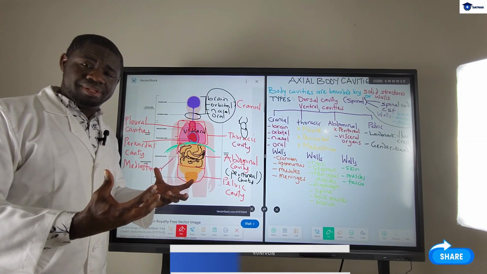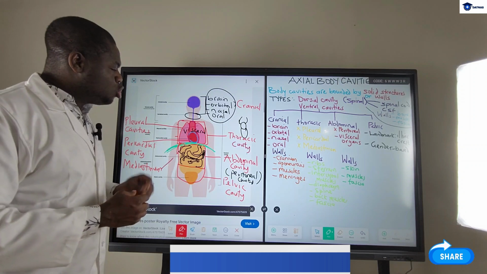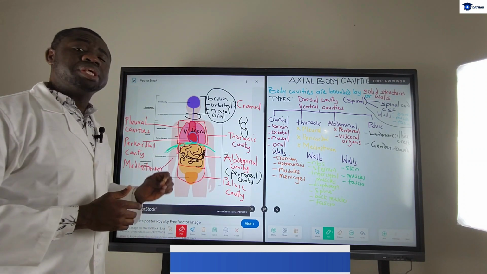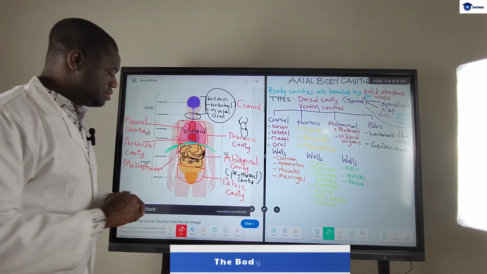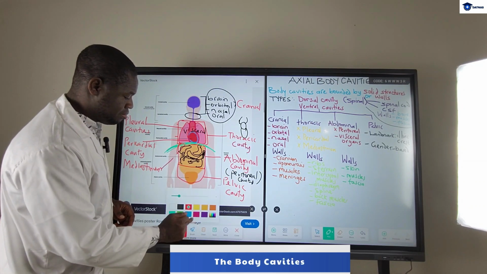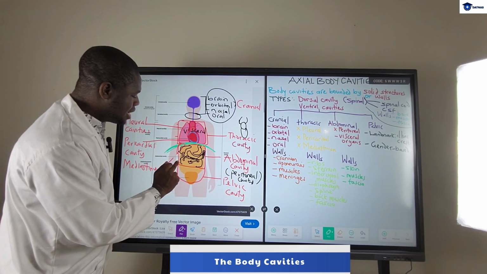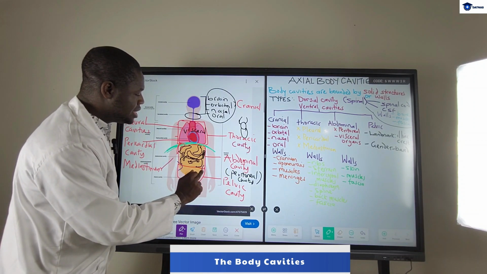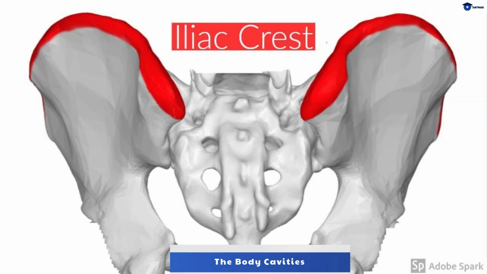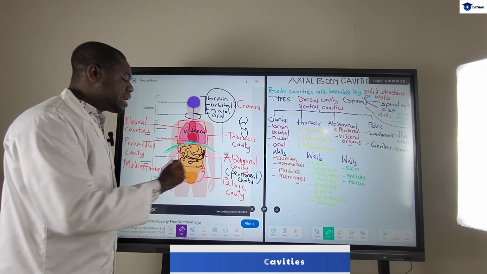What landmark do we use to separate the pelvic cavity from the abdominal cavity? The landmark is the iliac crest. The iliac crest is the landmark that we use to delineate the abdominal cavity from the pelvic cavity.